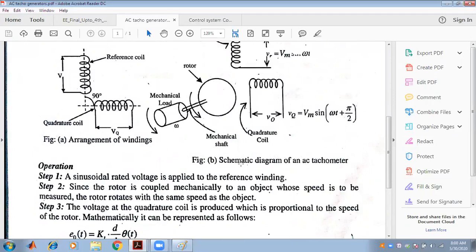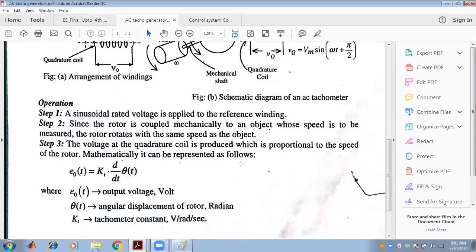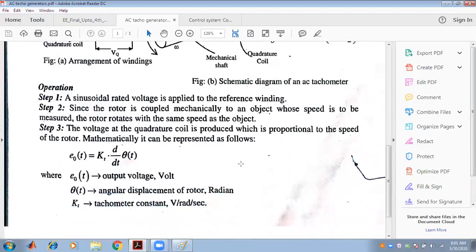the speed of that object has to be measured with the help of the tachometer, which is the same as the speed of the rotor, so that the speed can easily be measured with the help of that. If I know the output voltage, you can easily measure the speed. The output voltage is directly proportional to the speed of the rotor. So if we measure the output voltage, you can easily find the speed.